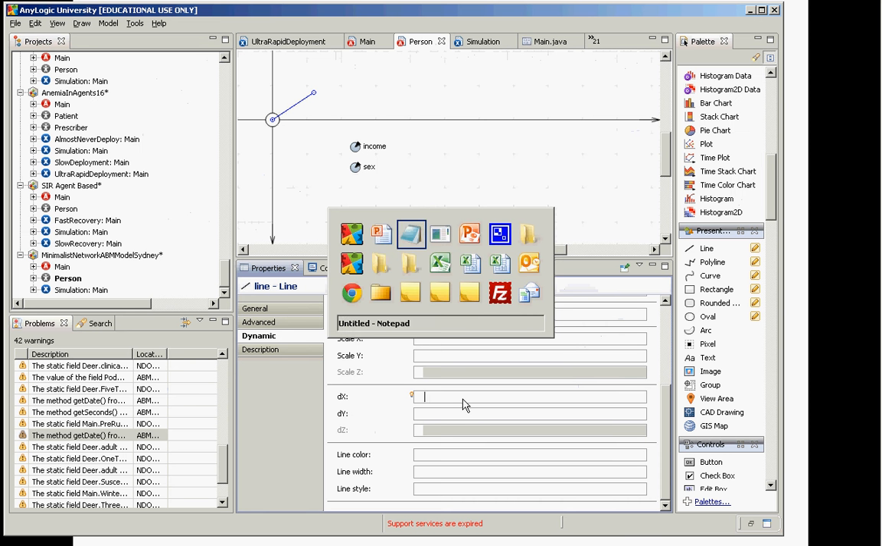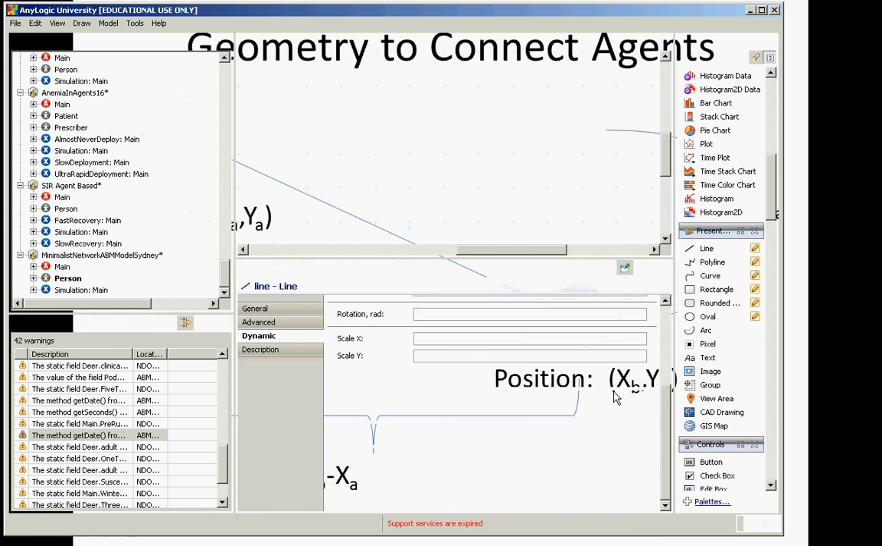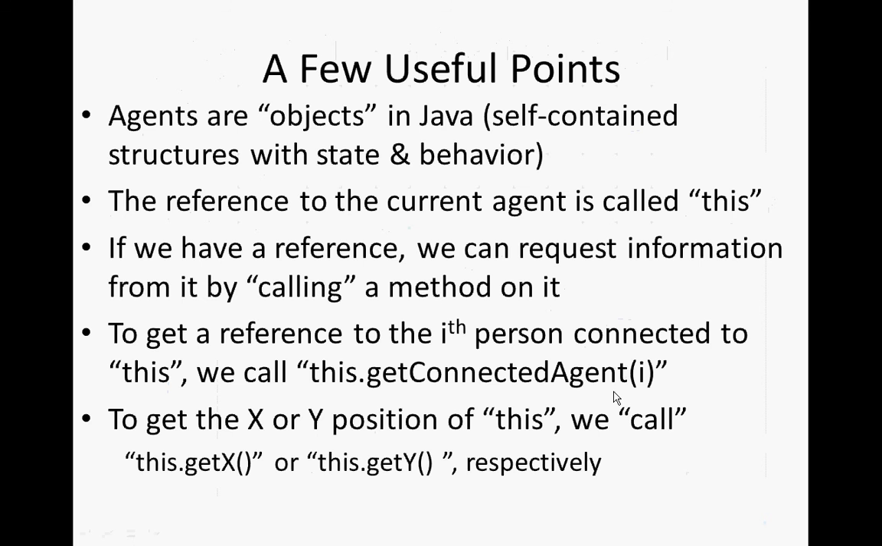To get a reference to the ith person we're connected with, if we're an agent and we want to find out who's the 0th person we're connected with, we can call getConnectedAgent of 0, and that will give us back a reference to that agent, so we can refer to that agent. Then we can ask it, what's your x location? It will tell it to us. I could say this.getConnectedAgent(1) and ask what's its x location. That would be the second agent I'm connected to, 0 and then 1.